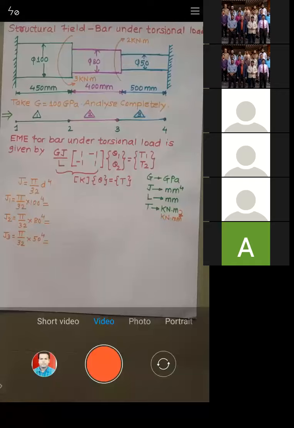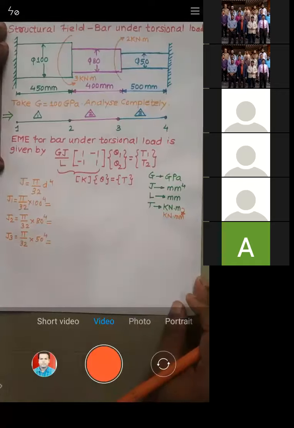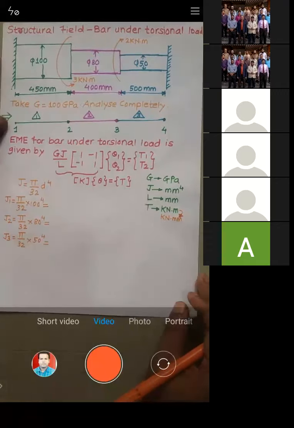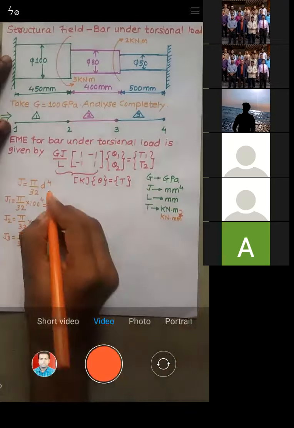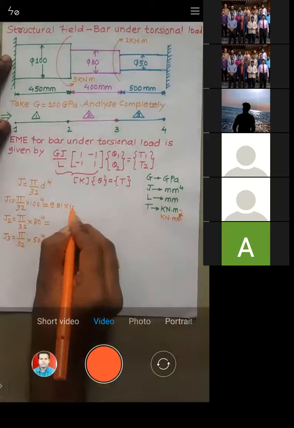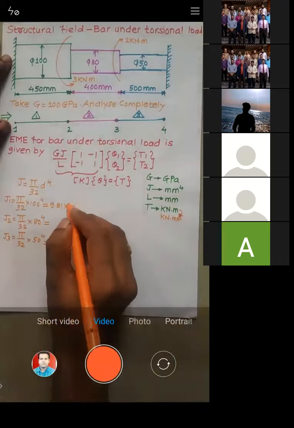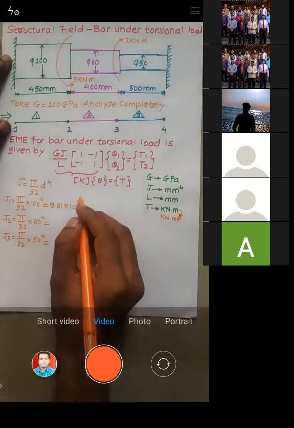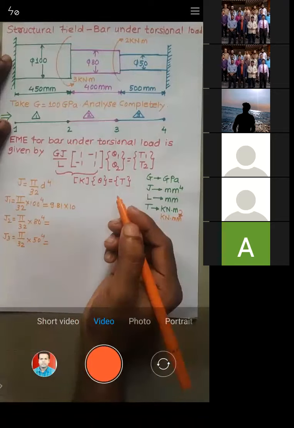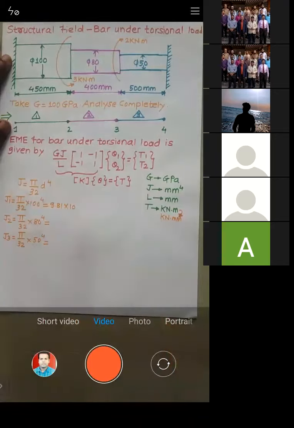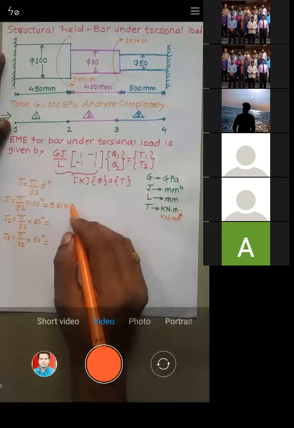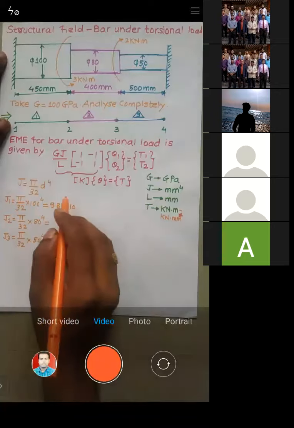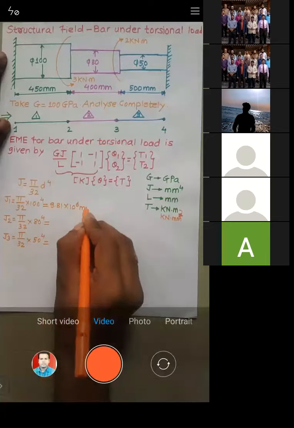For the first one, J1, what value are you getting? 9.81 into 10 raised to power 6 mm raised to power 4.